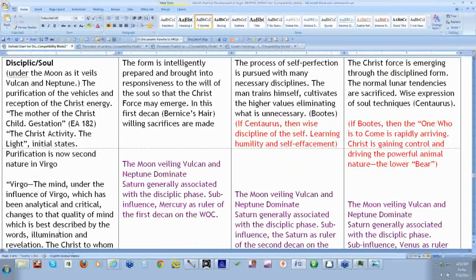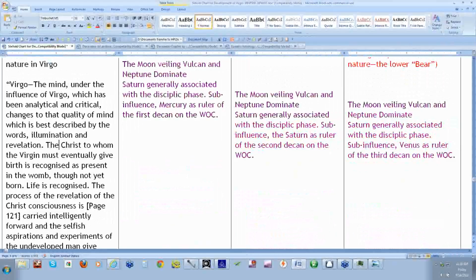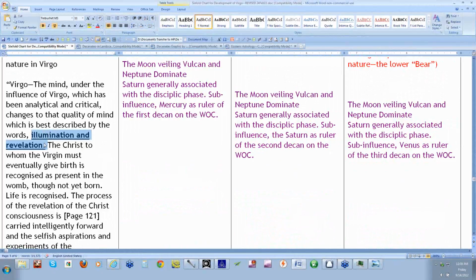Virgo, now what does it say further? The mind under the influence of Virgo, which has been analytical, critical, changes to that quality of mind which is best described by the words illumination and revelation. This is definitely disciplic. There are flickers of this in the general stage of the aspirant. The Christ to whom the Virgin must eventually give birth is recognized as present in the womb, though not yet born. This is important. The person recognizes what is growing within him or her.